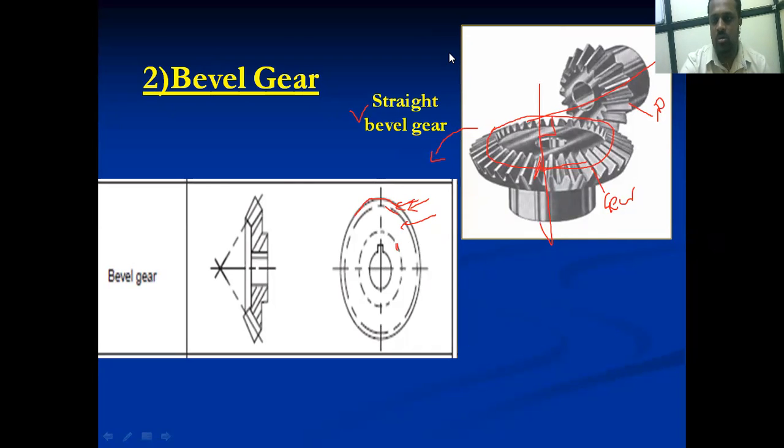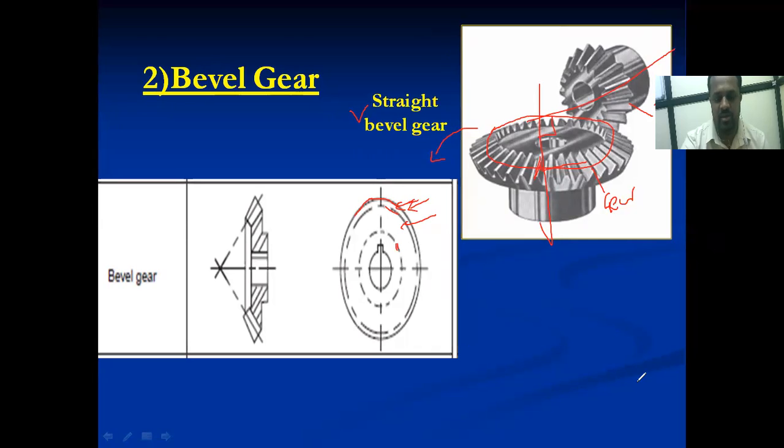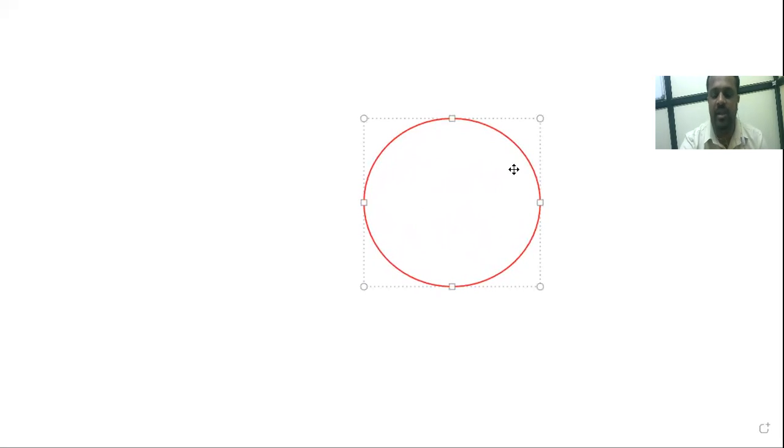Okay, how to draw the conventional representation for the bevel gear. Simple. First of all, we have to draw a circle. This is the darker circle, and it will indicate the topmost portion of the teeth of your gear. Inside that, we have to draw another circle.